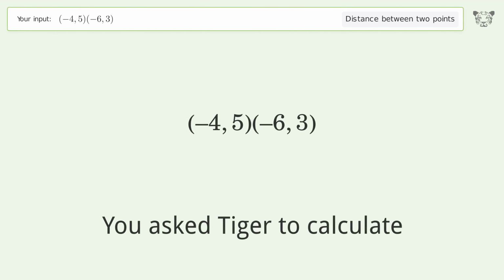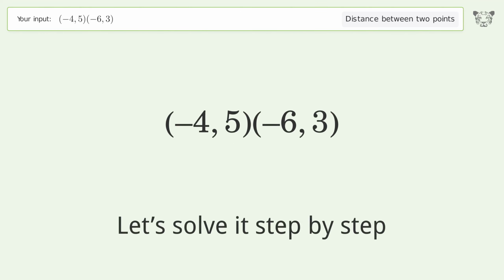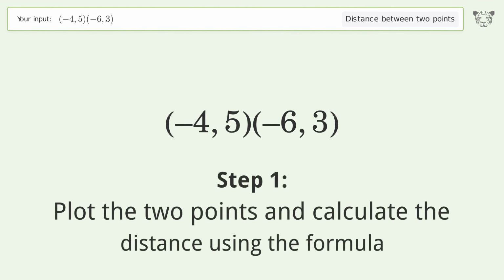You ask Tiger to calculate. This deals with the distance between 2 points. The distance between the 2 points is the square root of 8, or 2.828. Let's solve it step by step. Plot the 2 points and calculate the distance using the formula.